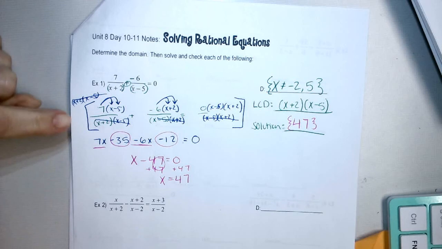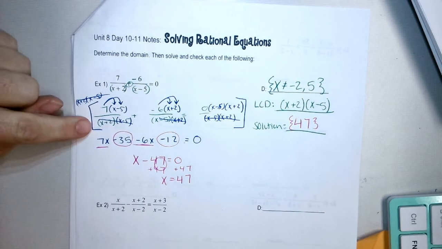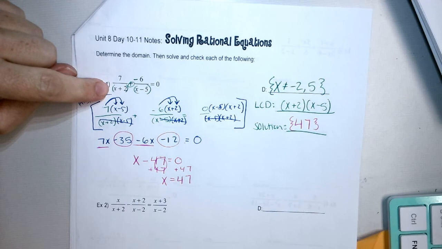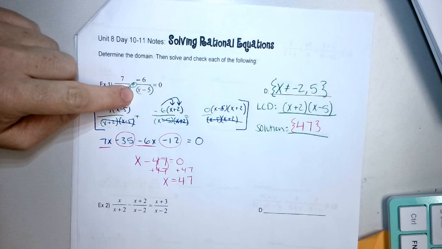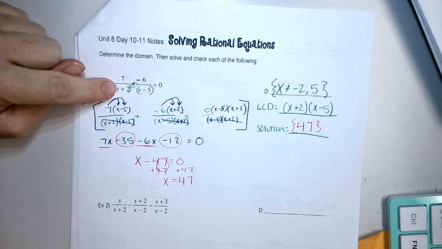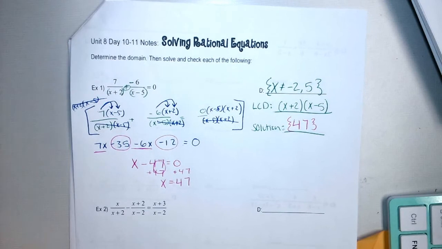Because that would be if I just needed to multiply a number to change it. But if I multiply x plus 2 times 2, that gives me 2x plus 4. If I multiply this one by 5, I get 5x plus 10. And if I multiply this one by 2, I get 2x minus 10. They're still not the same. So when you have plus and minus, you're really just multiplying your denominators by each other.